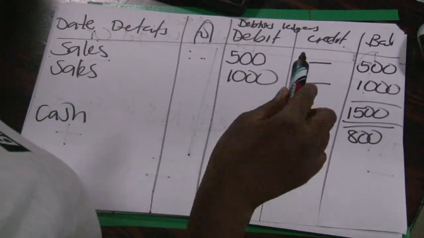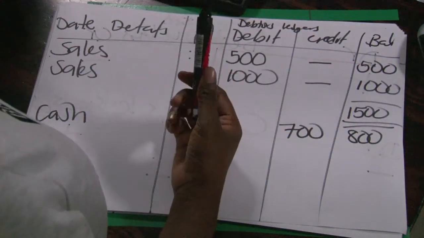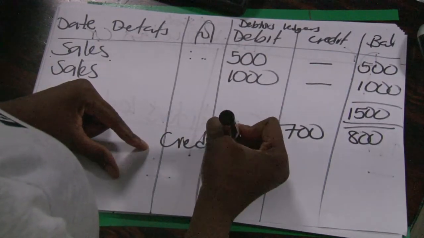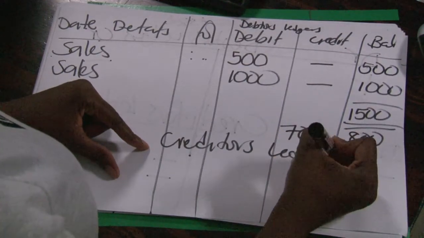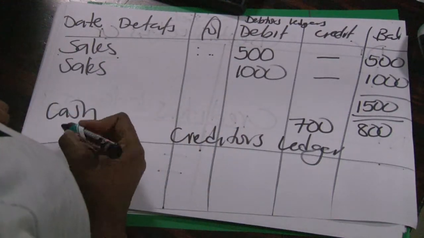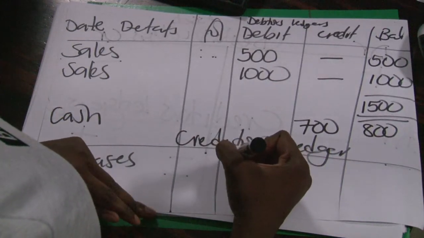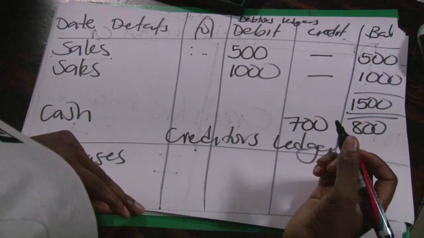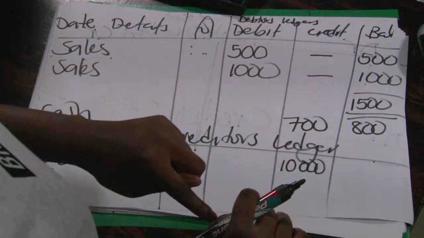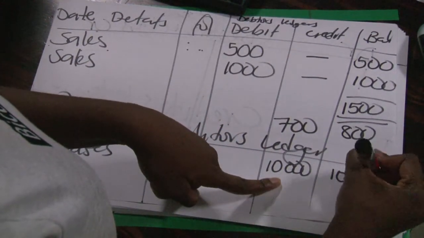If you are going to deal with the creditors ledger, when you buy goods on credit, you write purchases here. Let me give you an example of a creditors ledger. You bought goods on credit from a supplier called Penge. Then you are going to say purchases. Then what is the amount of the goods that you bought from Penge? You bought goods worth 10,000. You see why I'm recording on the credit side: because creditors increase on the credit side, and the balance here will be 10,000.